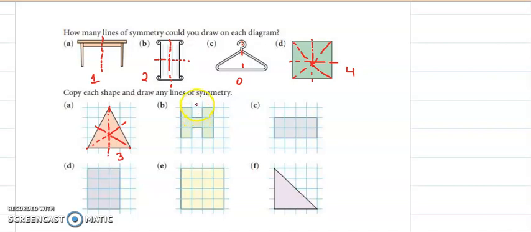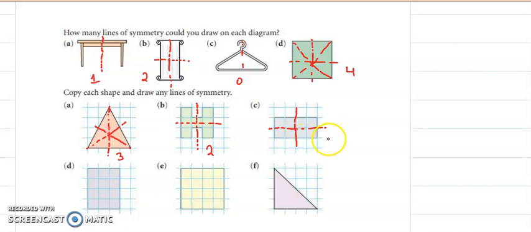This shape can have two lines of symmetry. One line of symmetry can be here, and the other line of symmetry can be here. So I can say it has two lines of symmetry. This shape has two lines of symmetry. One line of symmetry can be this one, and the other line of symmetry can be this one.